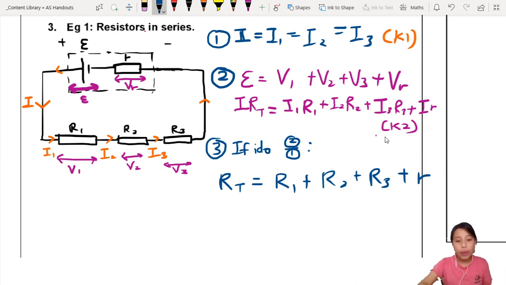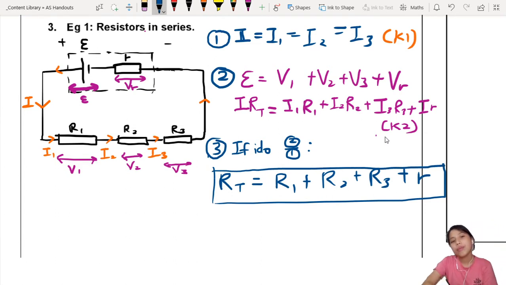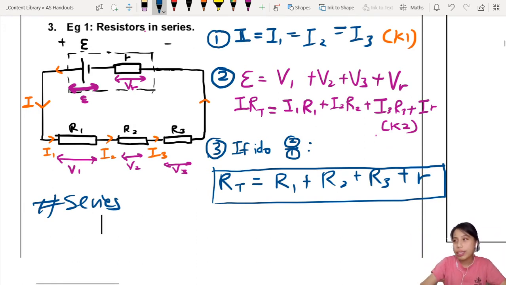And where have we seen this before? This is the equation for resistors in series. If you have anything in series, you just add their resistance together. Done. Okay, so that's how you can deal with things like that.